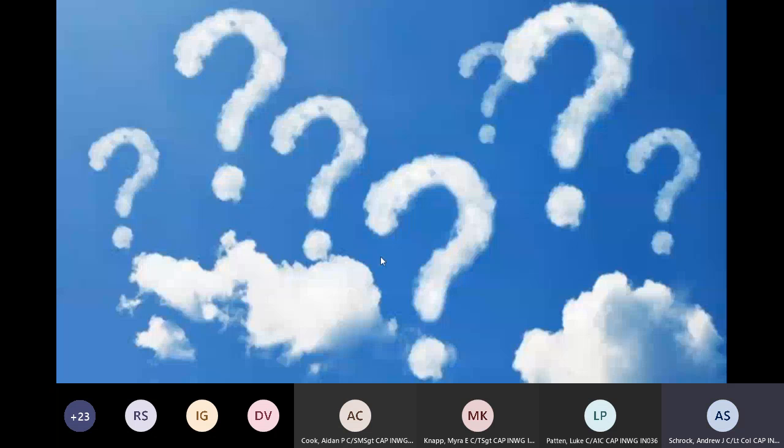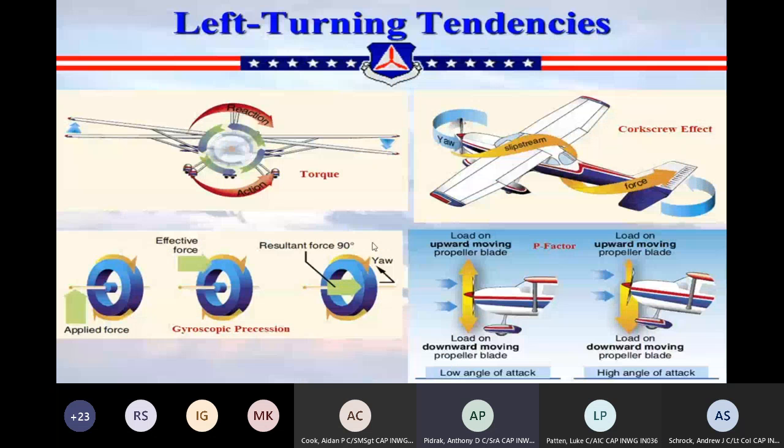Sir, with the four forces of left turning tendencies, can you go back to that slide? I still need to finish up my notes on that. Yep. Thank you, sir. No problem.